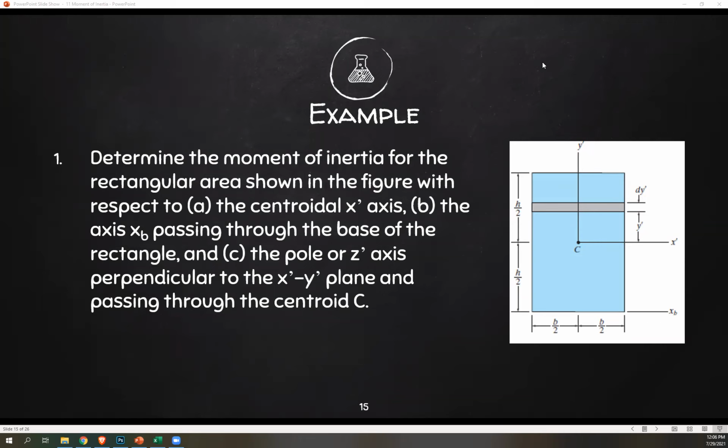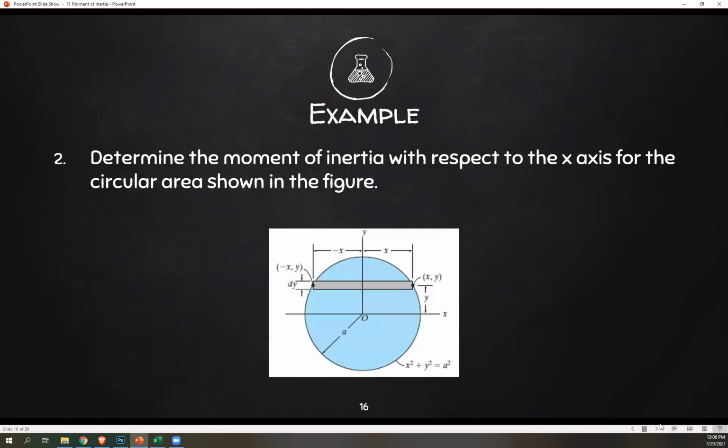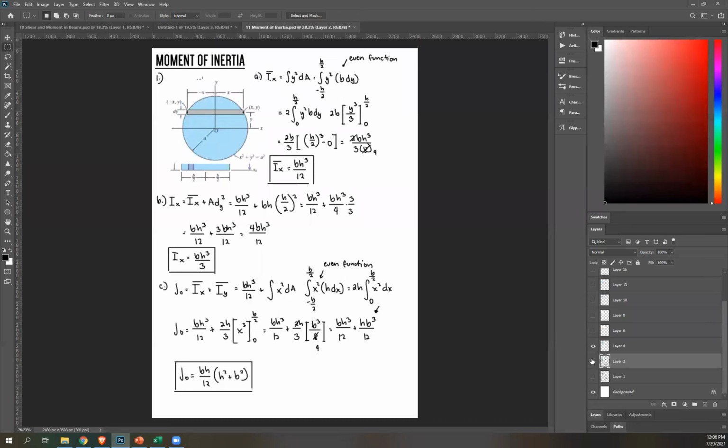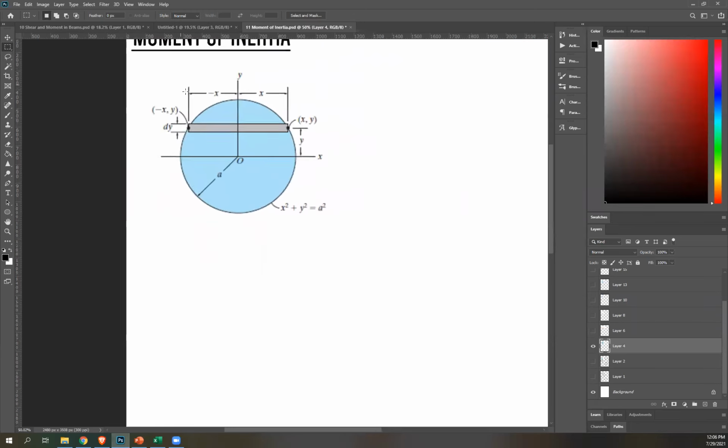Last meeting, we answered problem number 1 for moment of inertia. So now let's continue on to problem number 2. Number 2: determine the moment of inertia with respect to the x-axis for the circular area shown in the figure. Okay, so once again, we've already answered 1. Moving on to number 2.